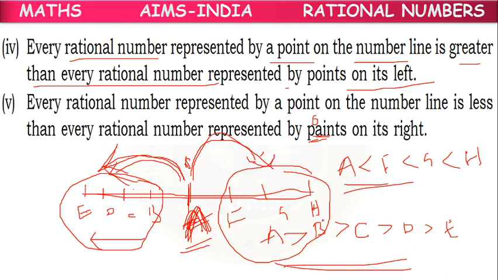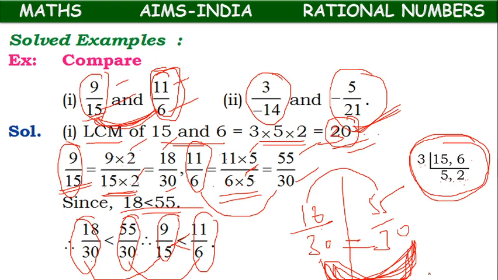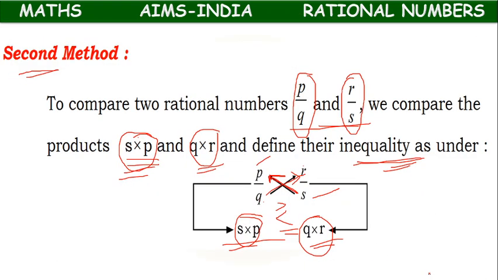How to compare two rational numbers? First we have to change them into standard form. Next we have to check their denominators. We have to take their LCM and turn them into common denominators with the help of the LCM. And we have to compare the numerators. Like this we can do.